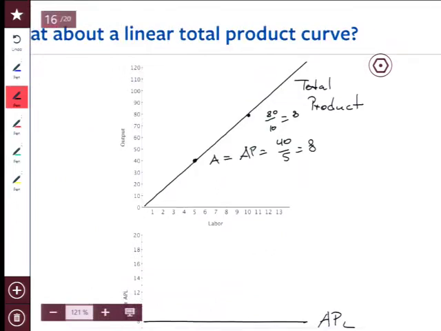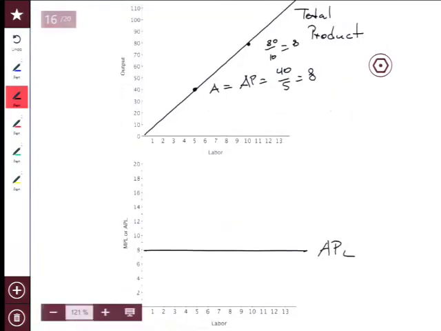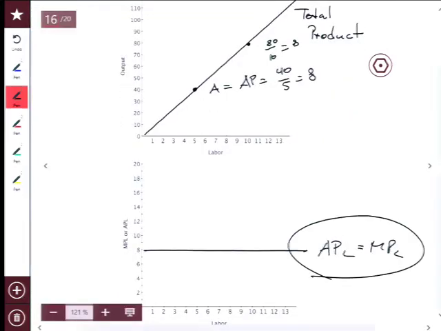So let's just use our shoelace one last time. Right? Does it change ever? As I use my slope, my 2 points, any 2 points that are exactly one worker apart up the total product curve, the slope never changes. So the marginal product of labor is equal to the average product of labor and exactly 8.